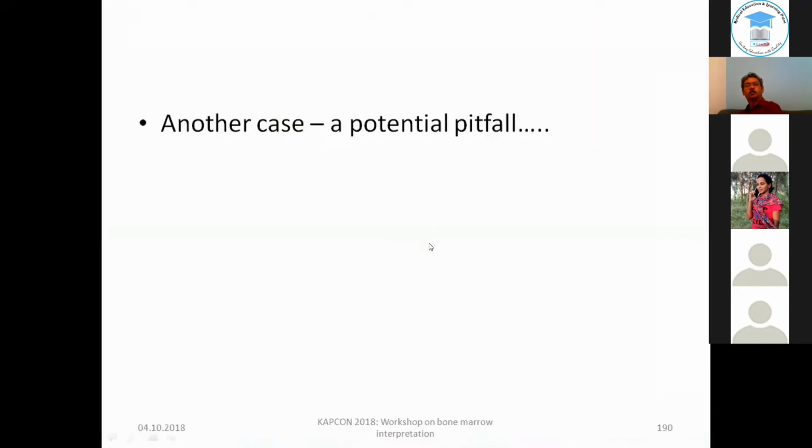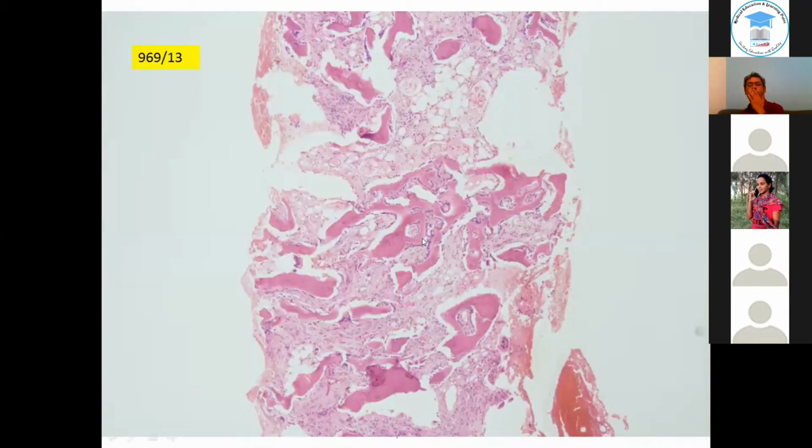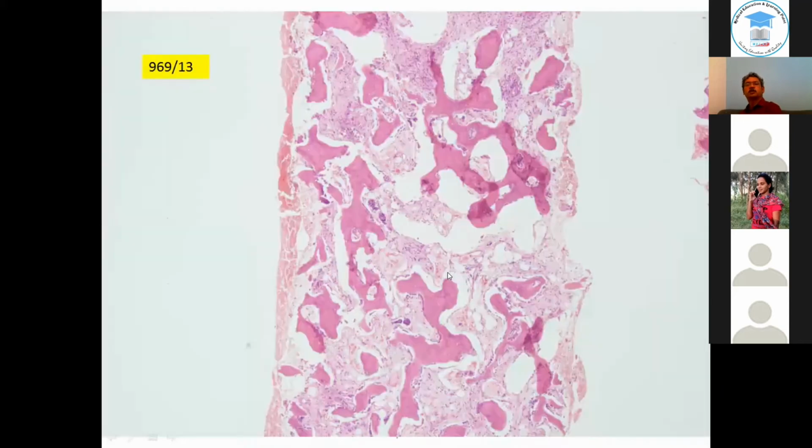But a potential pitfall when you see this is, here's a marrow which shows again these prominent osteoblasts. You can see some kind of fibrosis out here. In fact, a fair amount of fibrosis.